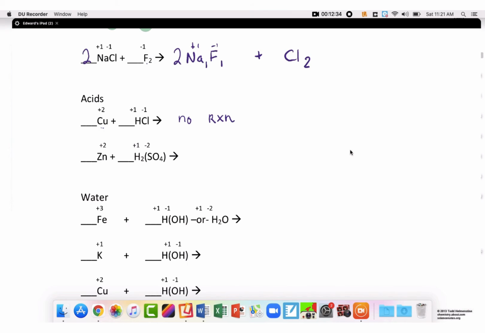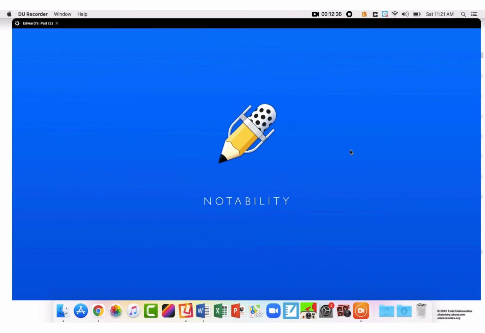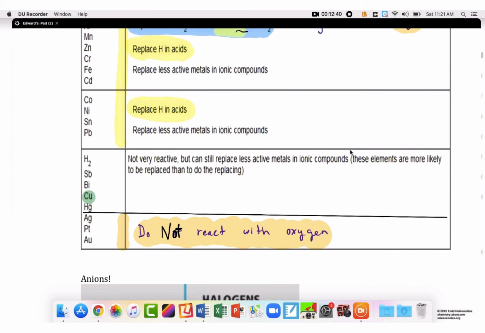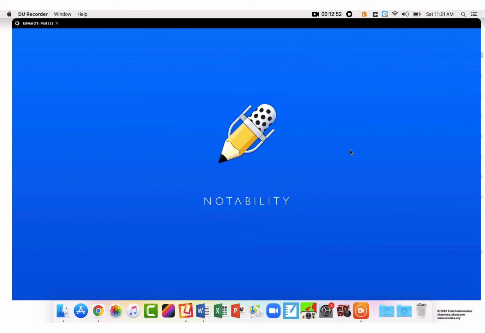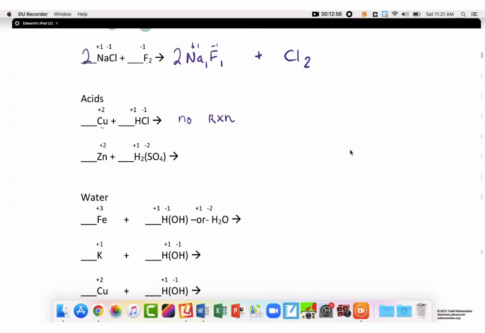Zinc. Well, I know zinc's going to react. I'll show you where it's on the chart, though. So zinc is right here, way up here on the chart. Right? Zinc replaces the H in acid. So go back to the problems here, and it's going to react with an acid.